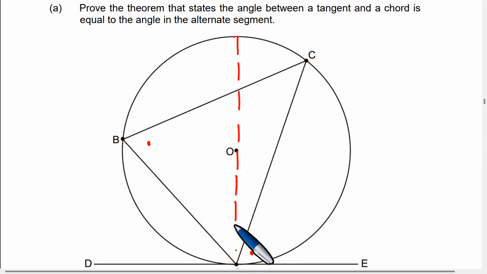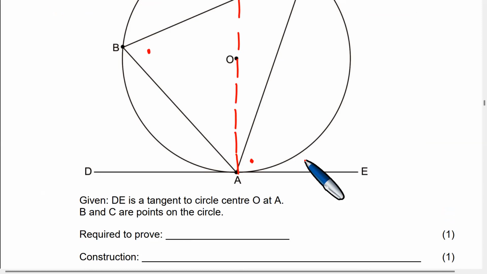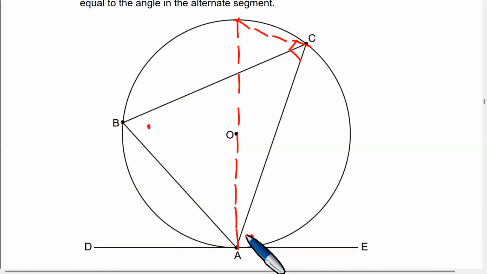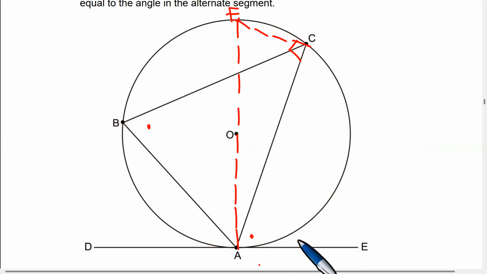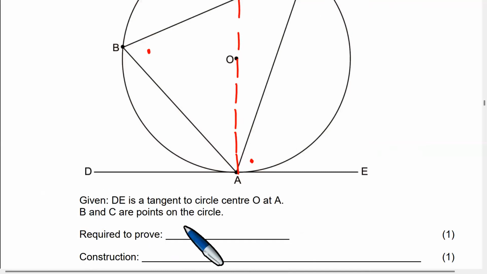So you have these. So you have this one is a diameter, so that angle is 90. What are you required to prove? CAE is equal to, okay, you can call this one F. Right, CAE is equal to ABC. That's what we want to prove. We want to prove that this angle is equal to this. So CAE, what are we required to prove? We're required to prove that CAE is equal to ABC.